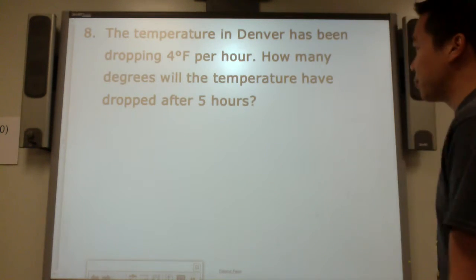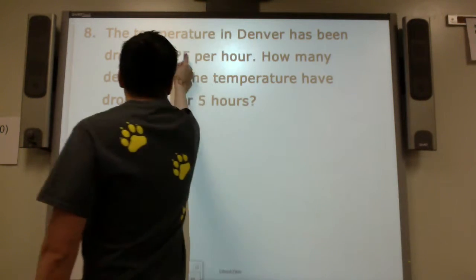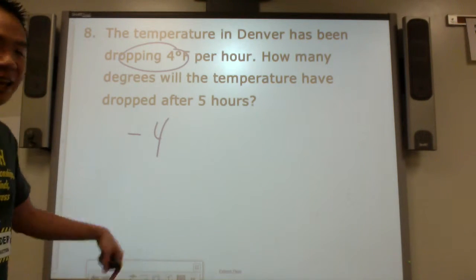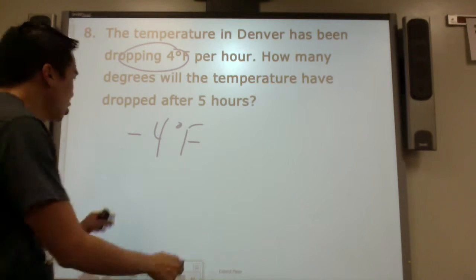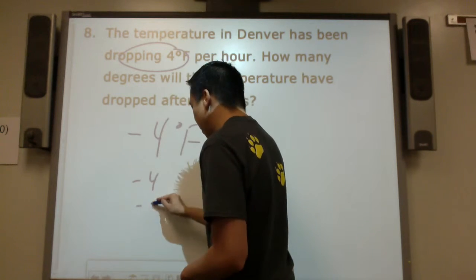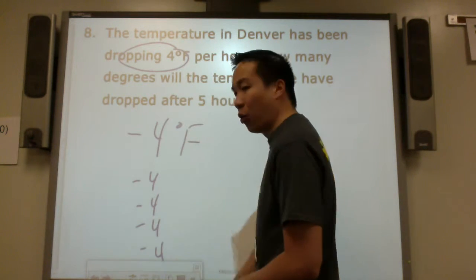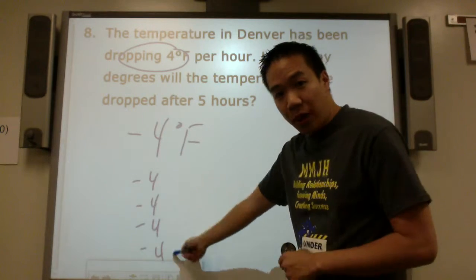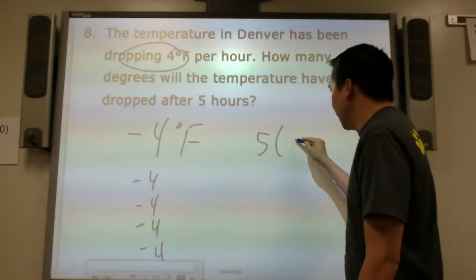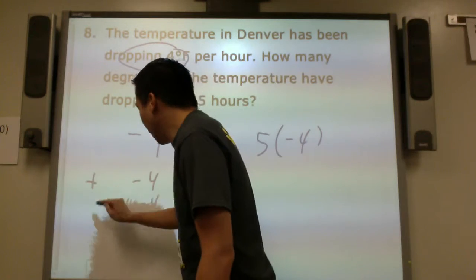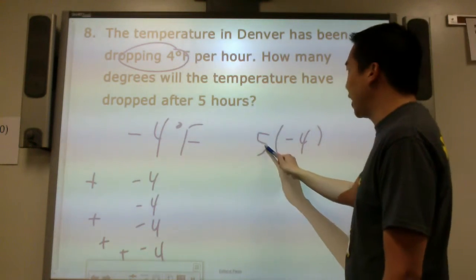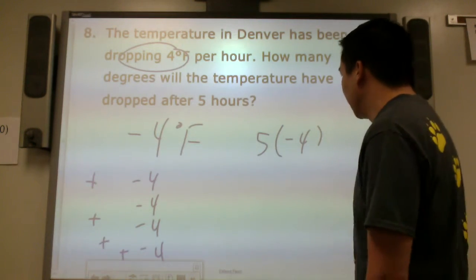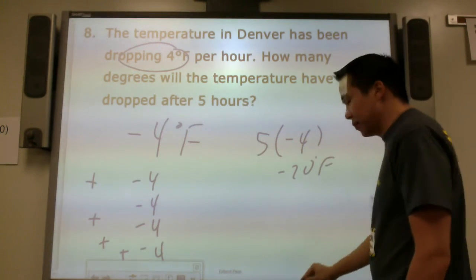So he donates $15. Donate means give away, so it's a negative integer. The temperature of Denver has been dropping 4 degrees per hour. That's written as a negative. How many degrees would the temperature have dropped after 5 hours? So the first hour dropped 4, second hour, third hour, fourth hour, fifth hour. We could do it this way. Or you could say, remember, multiplication is repeated addition. Or we could say it dropped 5 groups of negative 4, which is negative 20 degrees drop. So this is multiply integers part 2.